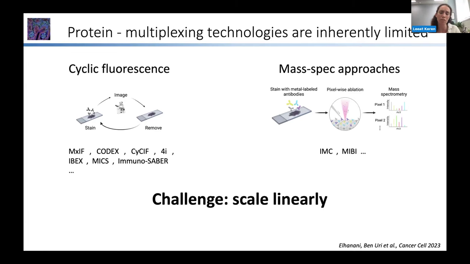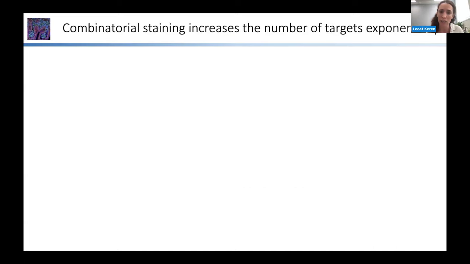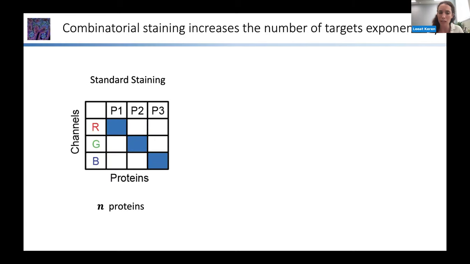But the problem of all these approaches that I've just described is that they scale linearly. What does that mean, that they scale linearly? Let's take a look at a standard staining scheme, which is depicted here in this matrix. Let's imagine that I have a microscope and it has three channels, red, green, and blue. Using these channels, I can measure three proteins, protein 1 on the red channel, protein 2 in the green channel, et cetera. So if I have N channels, I will be able to measure N proteins.